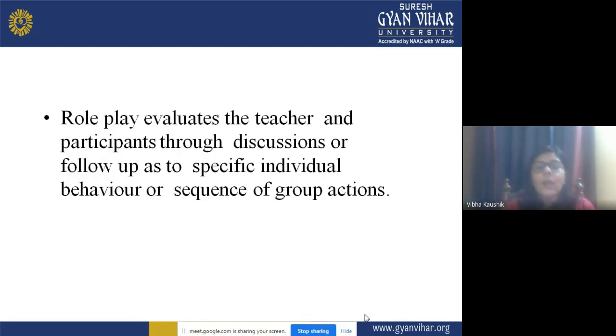Role play evaluates the teacher and participants through discussion. In a role play we are evaluating the teacher and the participants who have participated, through the discussions they take part in, or through follow up on specific individual behavior or sequence of good actions.